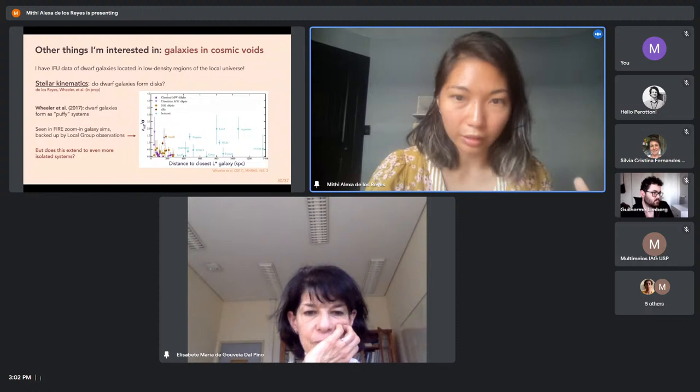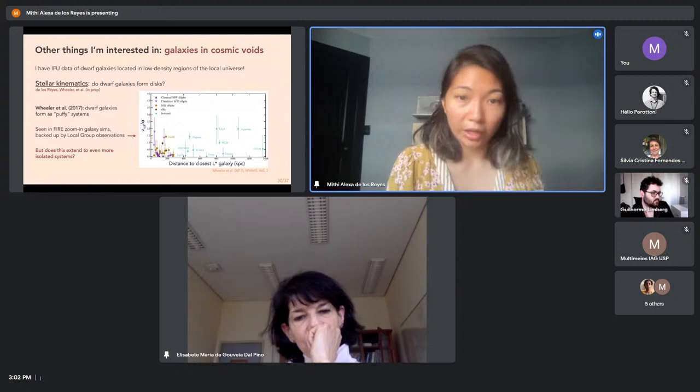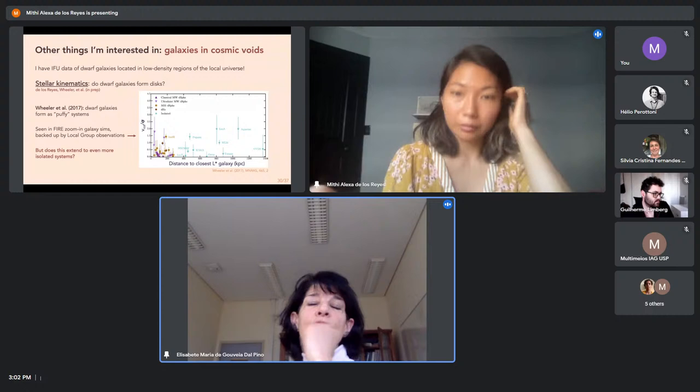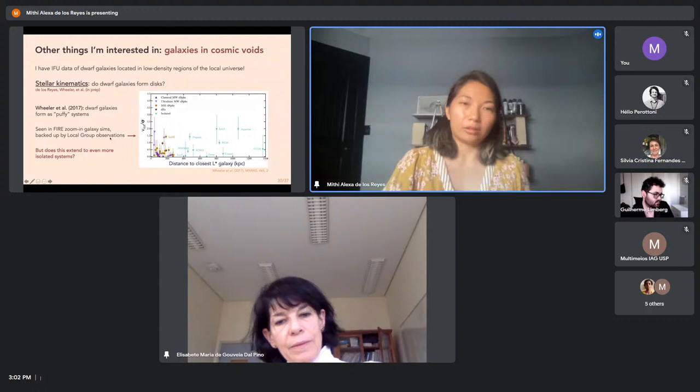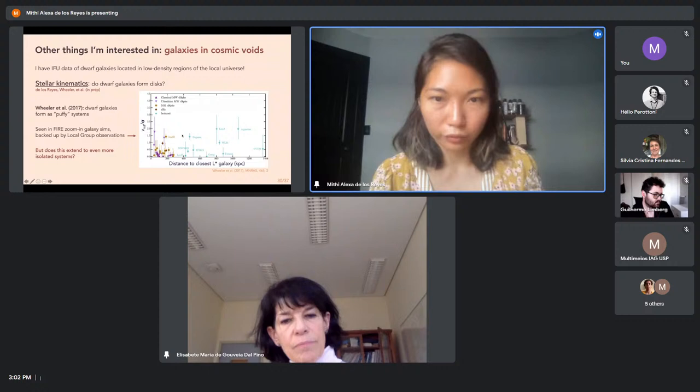So the thought was that it's actually the tidal interactions with the Milky Way that are puffing these galaxies up. But for long period isolated systems, it makes sense that they end up with this puffiness. And I think that's what's been seen in simulations now. So we're moving away from this picture of tidal stirring or tidal forcing that's causing the puffiness.